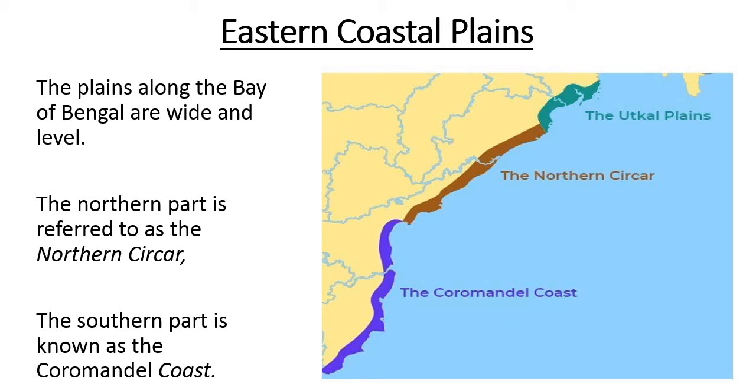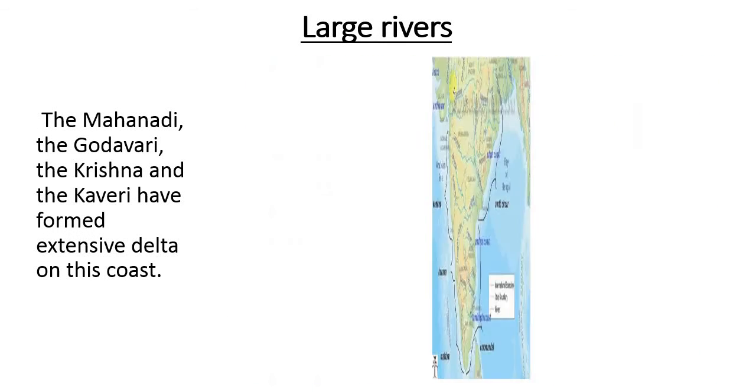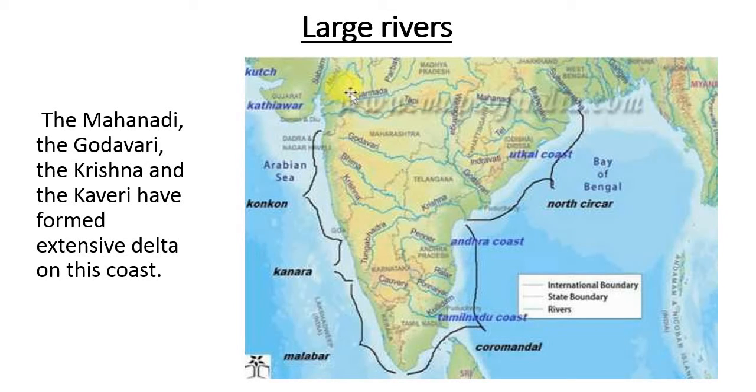The northern part is referred to as the Northern Sarkar. The southern part is known as the Coromandel coast. So the eastern coastal plains are divided into two main plains, Northern Sarkar and Coromandel coast. Large rivers, the Mahanadi, the Godavari, the Krishna and the Kaveri have formed extensive deltas on this coast.